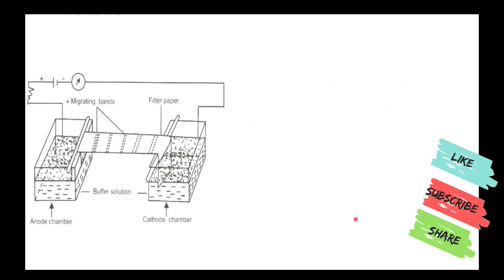Here I am showing the two chambers. One is connected to a battery, where this one is positive, and hence this is the anodic chamber. This one is negative, so this is the cathodic chamber. A filter paper connects one beaker to the other, and solvent can flow. When I apply the electric potential, the migration starts depending on the charge, and they will be separated out, and based on the separations we can conclude a few points.